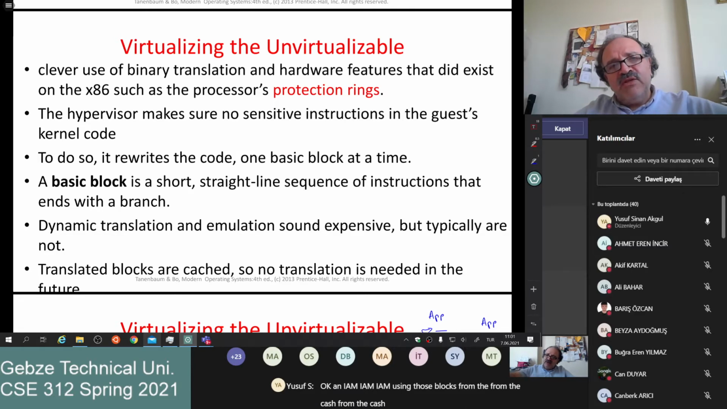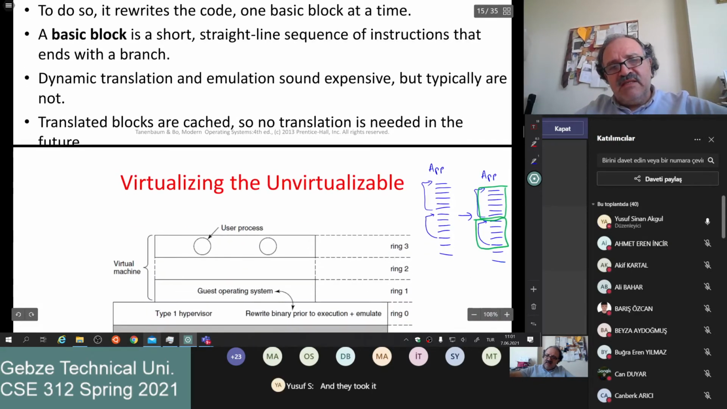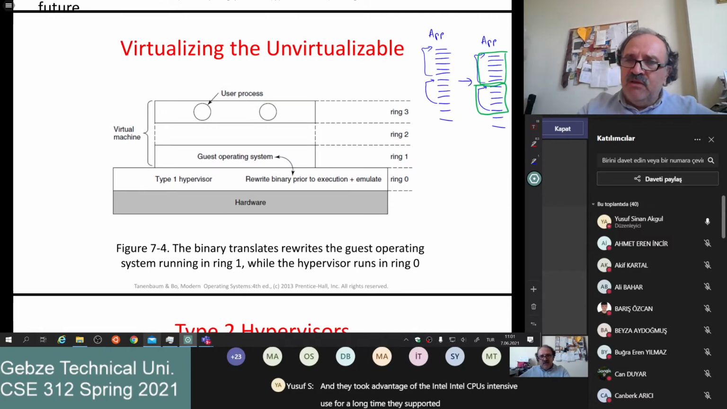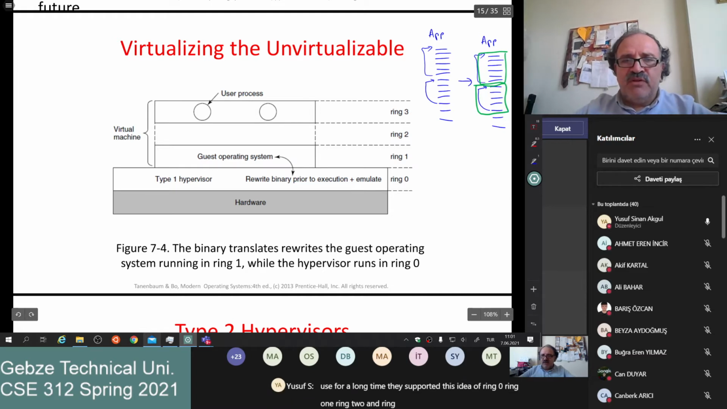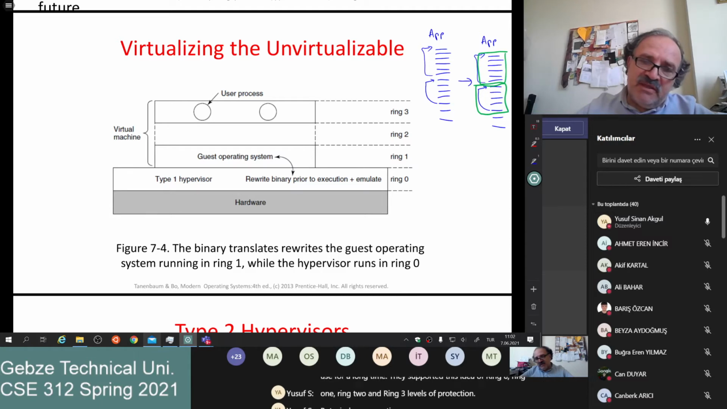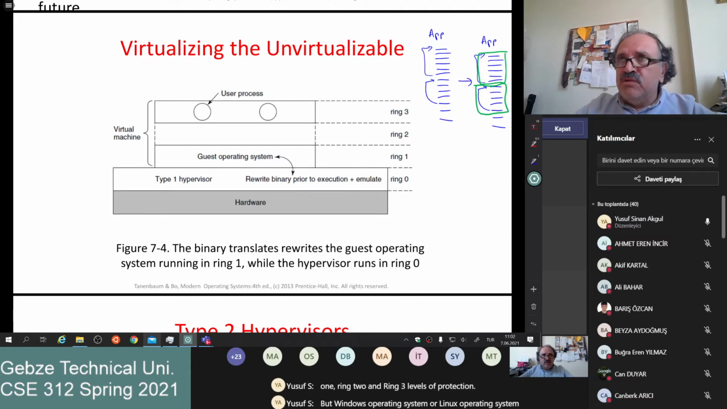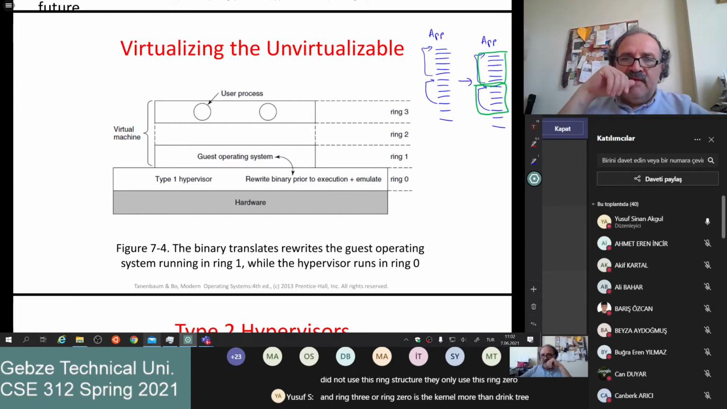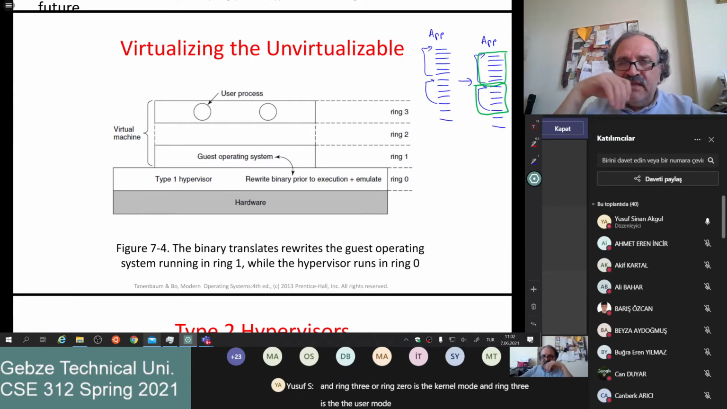And they took advantage of the Intel CPUs. For a long time, Intel CPUs supported this idea of ring 0, ring 1, ring 2 and ring 3 levels of protection. But the Windows or Linux operating systems did not use this ring structure. They only use ring 0 and ring 3. Ring 0 is the kernel mode and ring 3 is the user mode.